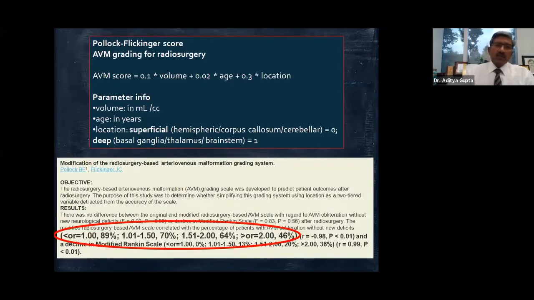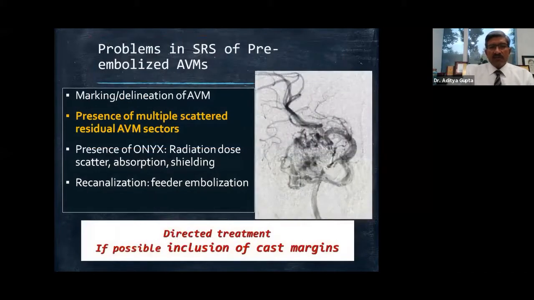Another option is to use the so-called Pollock-Flickinger score, in which you multiply 0.1 by the volume of the AVM, then 0.02 by the age of the patient, and 0.3 by the location of the AVM. This particular grading score, although not as easy as the last one, has also been shown to have a very high degree of correlation with the actual observed obliteration rate of these AVMs.